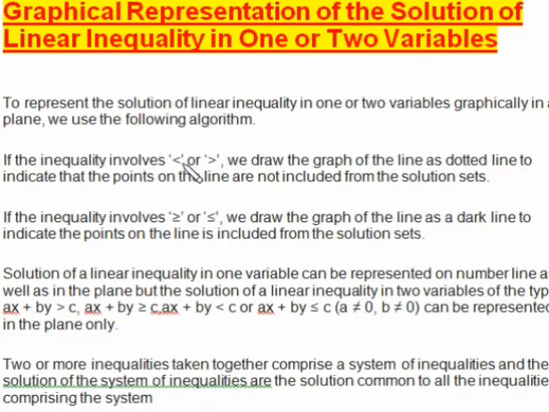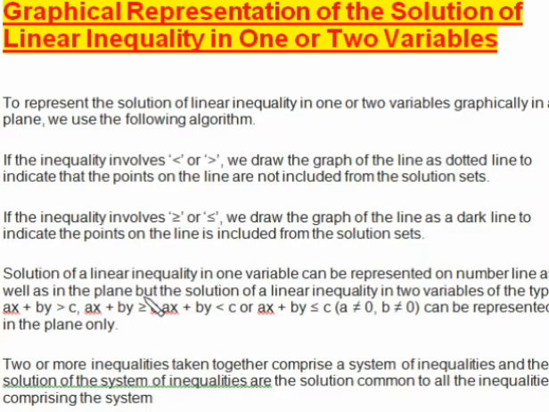If the inequality involves strictly less than or greater than, we draw the graph of the line as a dotted line to indicate that the points on the line are not included in the solution set. If the inequality involves greater than or equal to or less than or equal to, we draw the graph of the line as a dark line to indicate the points on the line are included in the solution set.